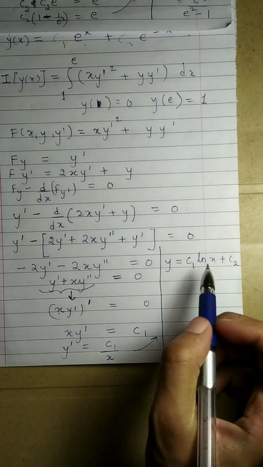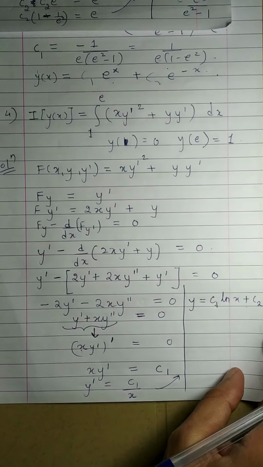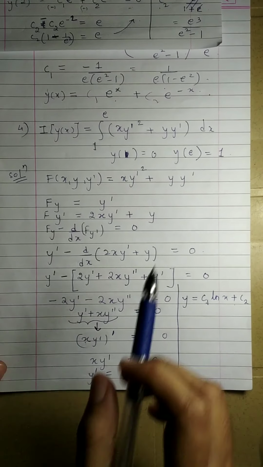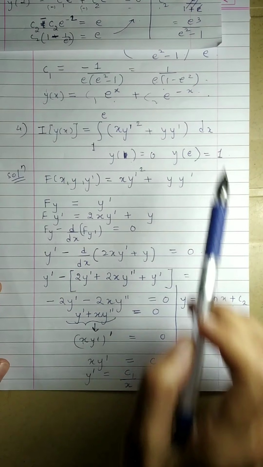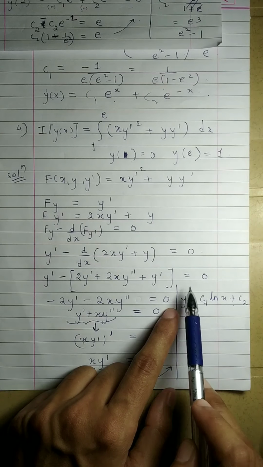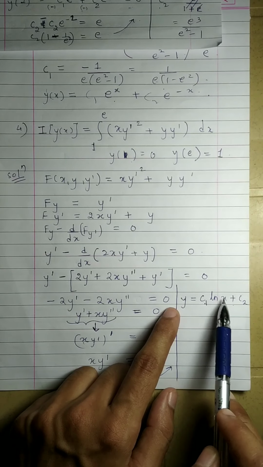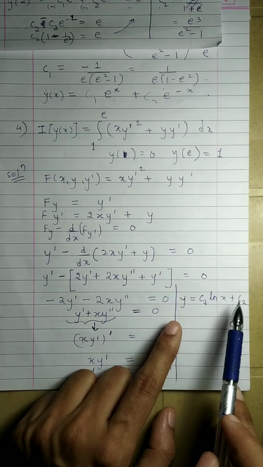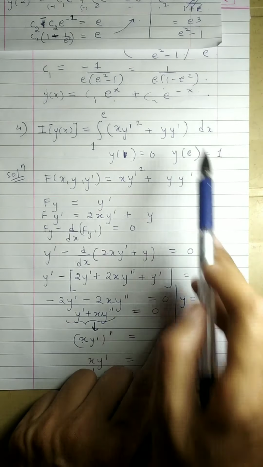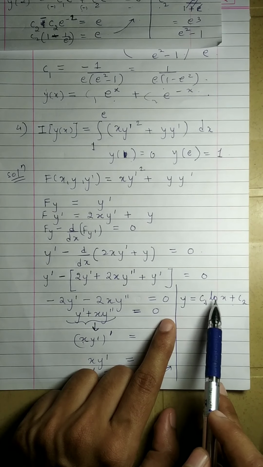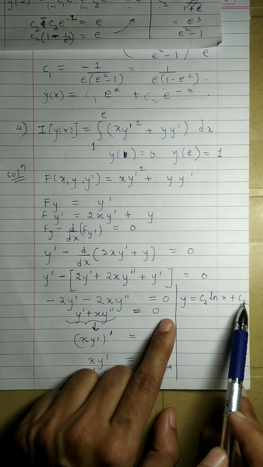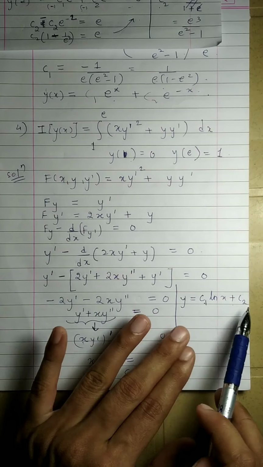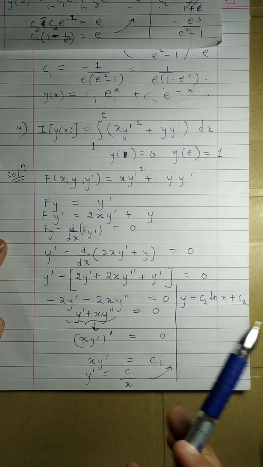And now these constants c1 and c2 can be determined by making use of these conditions. So y at 1 will be c1 ln of 1 plus c2, which is equal to 0, and y at e will be c1 ln e plus c2 equal to 1. So you can solve the equations and find out the constants c1 and c2.